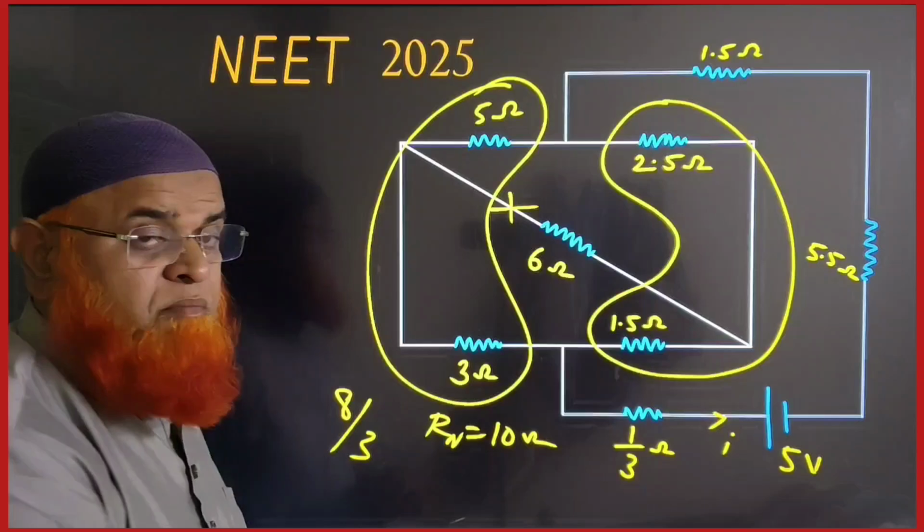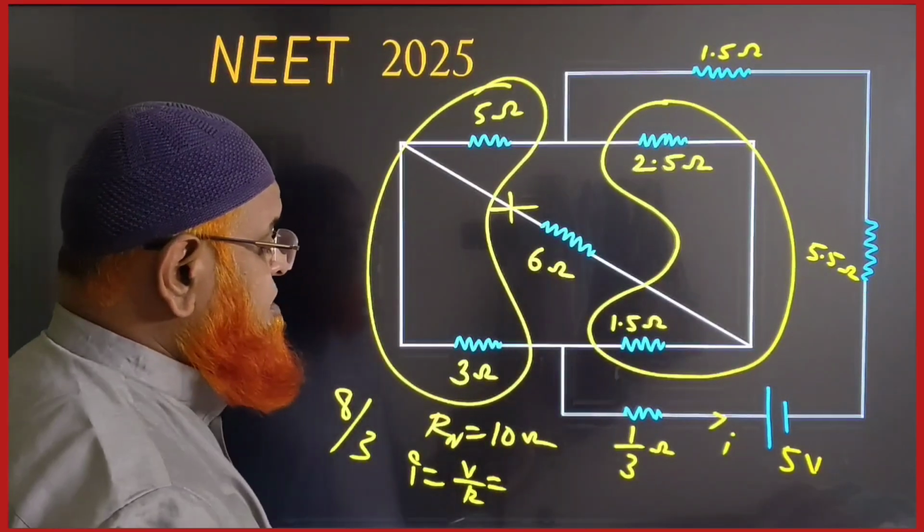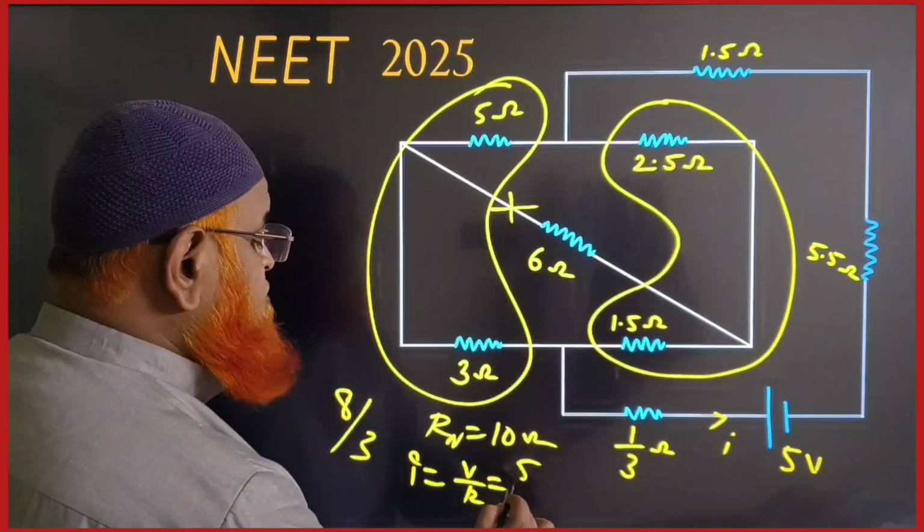How can you find the current across the battery? Current I is nothing but V by R. How much is it going to be? V by R, which is 5 by 10.